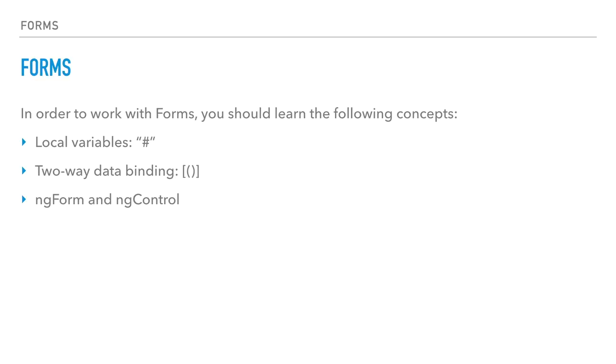So in order to work with forms in Angular 2, you should learn the following concepts. First of all, local variables. We have mentioned this briefly, and remember that local variables are defined with the sharp. We will have a specific slide for this. We will need to learn also two-way data binding, so we can track the changes while the user is typing, for example, in an input text. And also we have to keep always the view updated with the latest value. So it's kind of a two-directional flow of data.